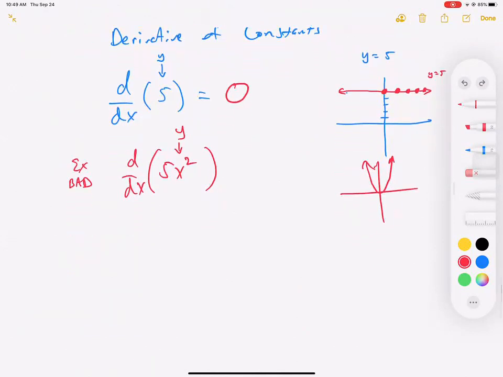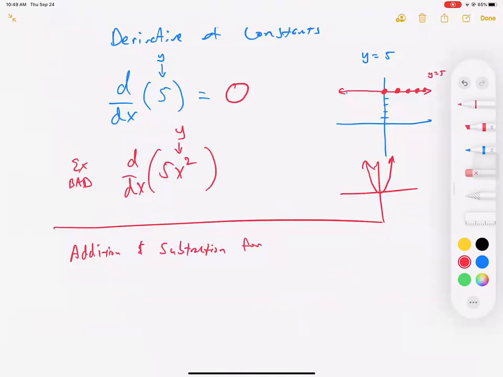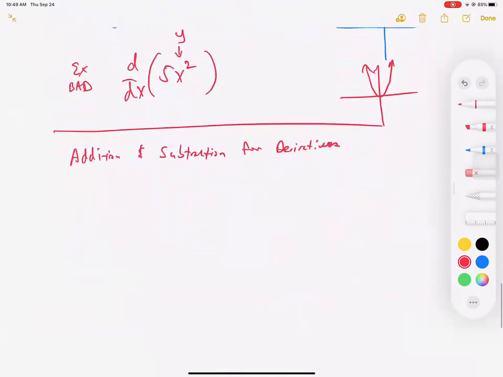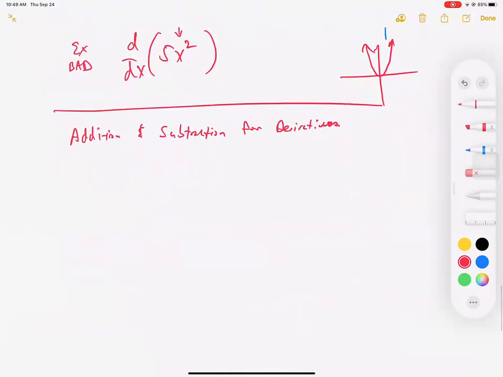Now, this is our addition and subtraction rule. Addition and subtraction rule for derivatives. One of the cool things is that if this rule works out, your life is easier. Because the rule says this.